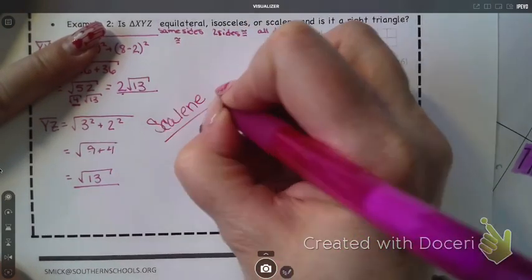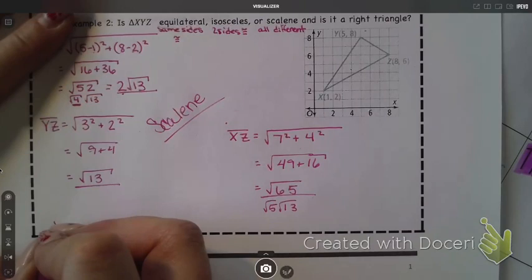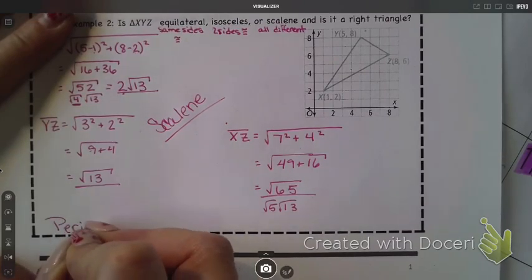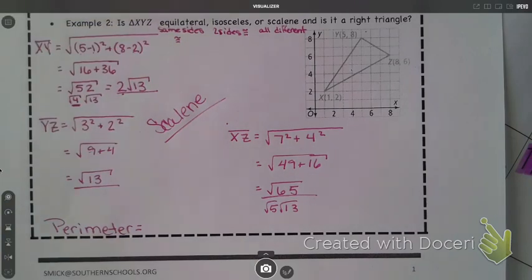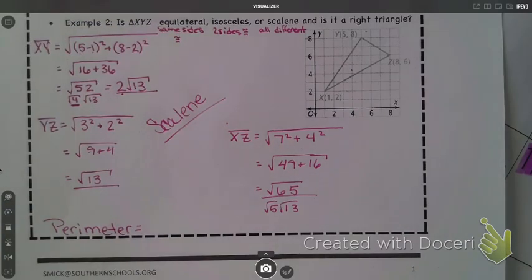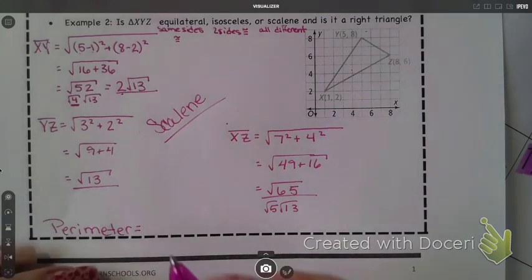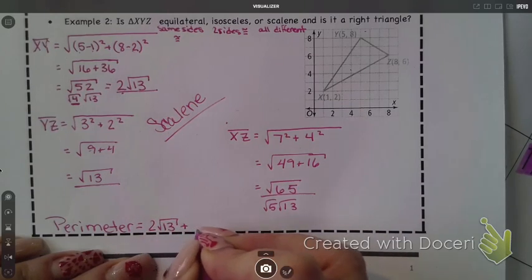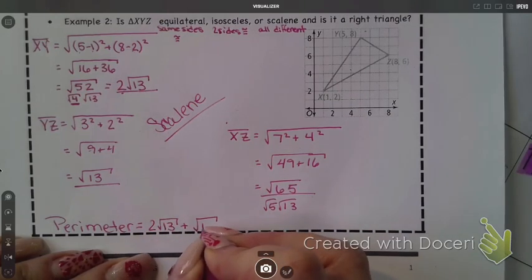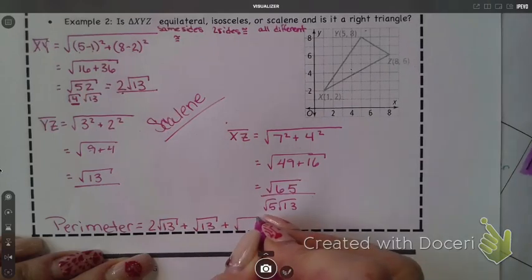Okay, now I'm going to ask you for the perimeter. That was on your sheet too, yes? What is a perimeter? The outside. The outside, add them up, yes? Okay, so I have 2 square root of 13 plus square root of 13 plus the square root of 65.